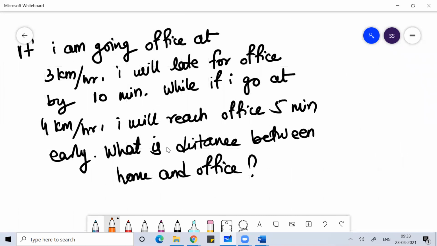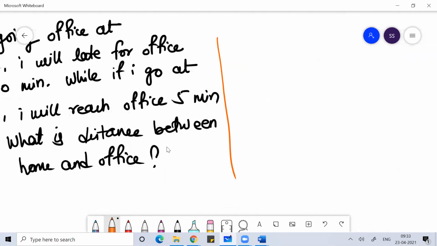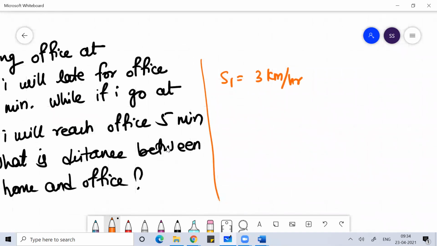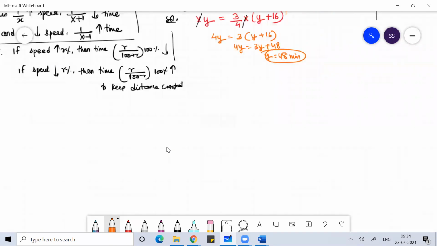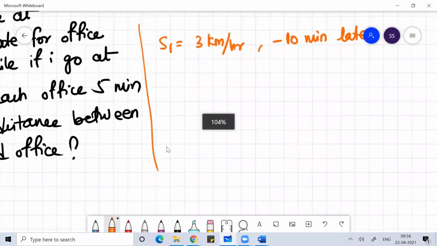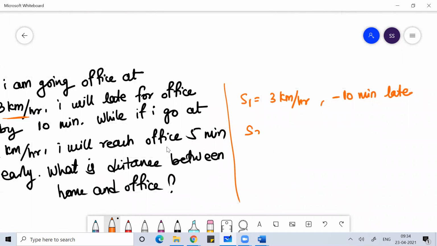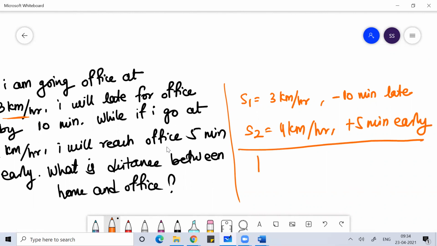So if I'm going to office at 3 kilometer per hour, you are late by 10 minutes. While if you are going at 4 kilometer per hour, you are 5 minutes early. If you understand the difference in time given in the problem: first you are 10 minutes late, then you are 5 minutes early. So the difference in time is 15 minutes.